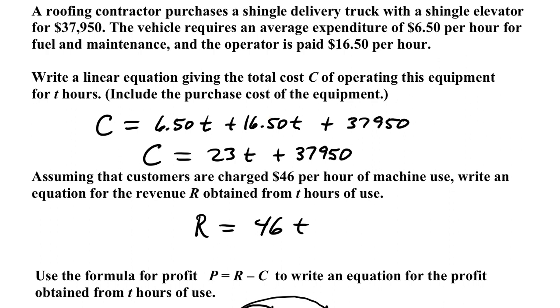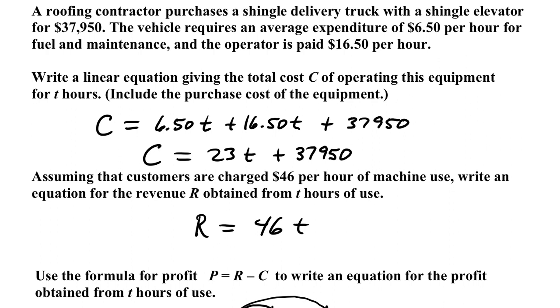Combining like terms, we have 23t plus 37,950. So this equation represents the cost. That's the owner's money that they're having to put in to their business. Revenue, this is the money that's going to come in from charging their clients.